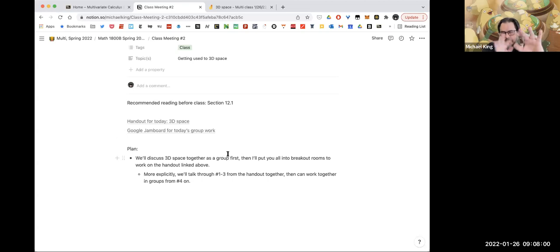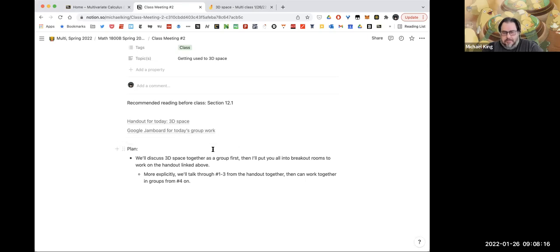I have that Gather 2D space, and that's a fun place to do group work, except that the free tier has a limit of 25 simultaneous users. So sadly, there are 31 students in the class, so we can't use that today for group work.